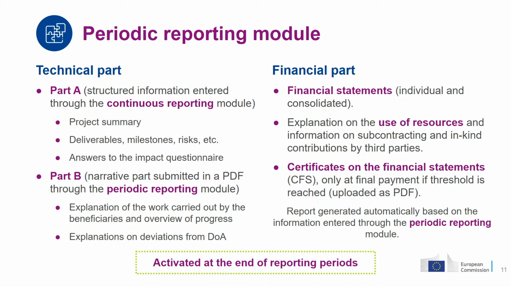Then there is another part, which is the financial part, which consists of the financial statements for each beneficiary. And then they are all consolidated. And then you need also to provide explanation on the use of resources, especially giving information on detailed types of costs, and also to provide information if you have used subcontracting and in-kind contribution from third parties. In specific cases, you will need also to provide a certificate for financial statement if you have exceeded specific thresholds.